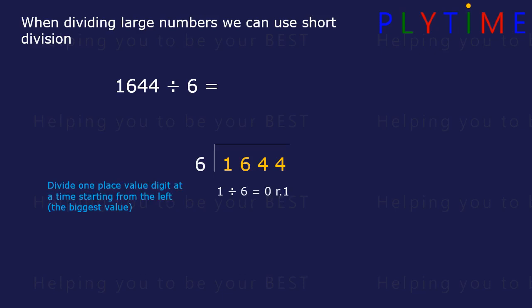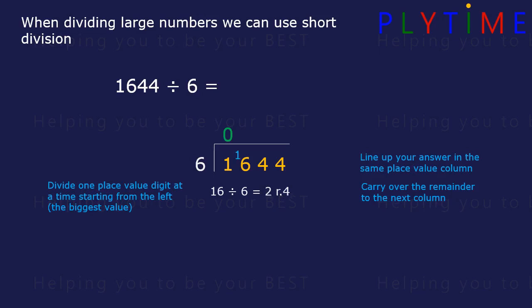1 divided by 6 is 0, and we have a remainder of 1. We line up the answer in the same place value column, the 0, and then we carry over the remainder to the next column. This now becomes 16. 16 divided by 6 equals 2. 2 6s are 12, a remainder of 4.